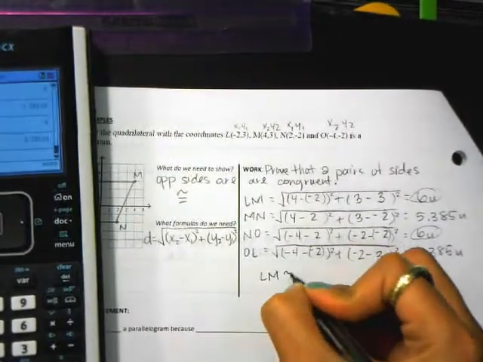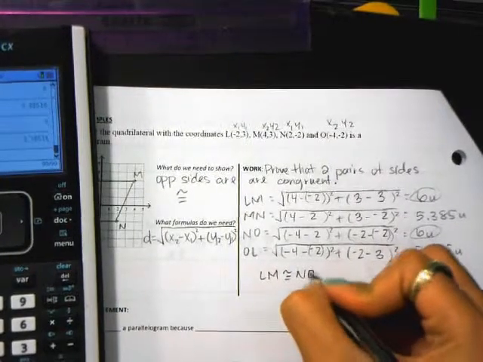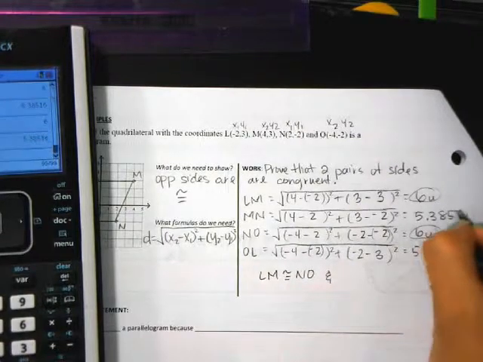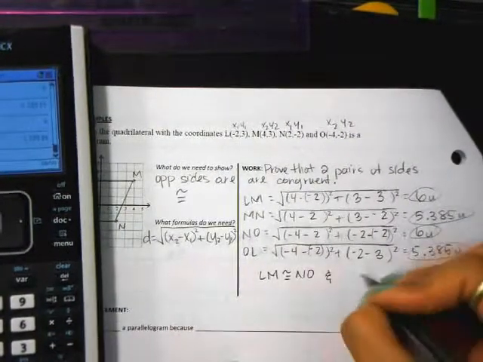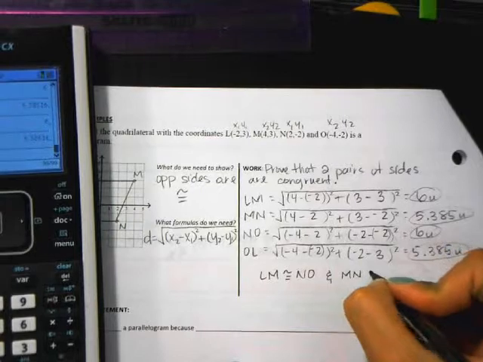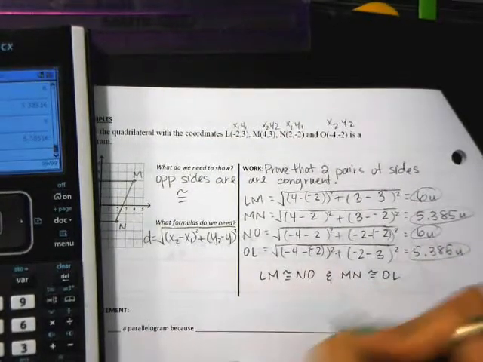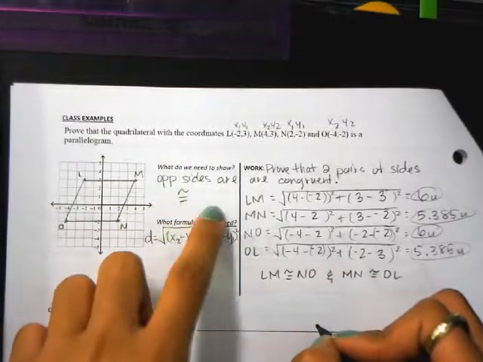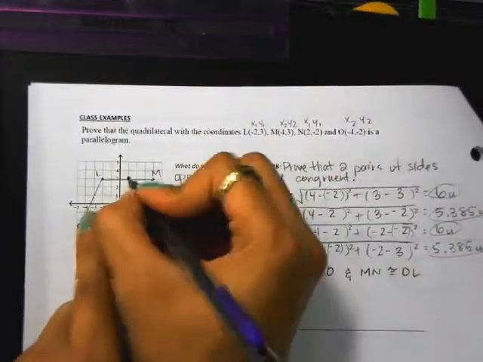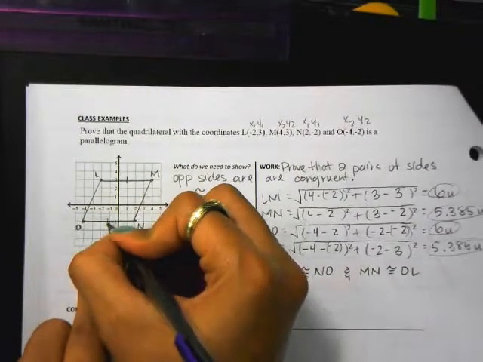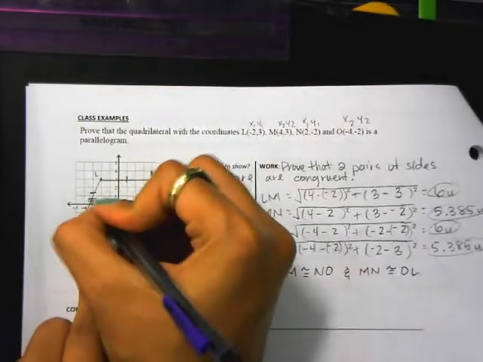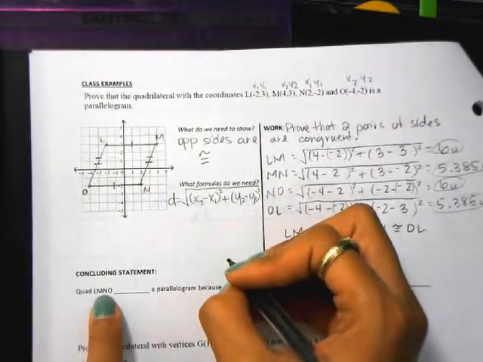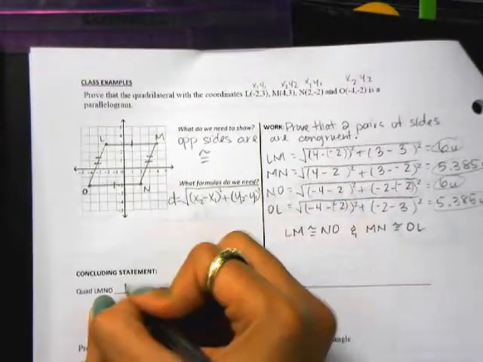So because we proved that the opposite sides were in fact congruent, that LM was congruent to ON and LO was congruent to MN, quadrilateral LMNO is a parallelogram because it has two pairs of opposite congruent sides.